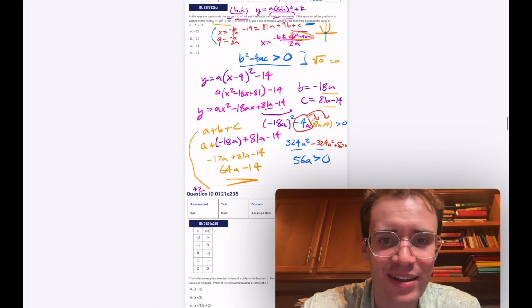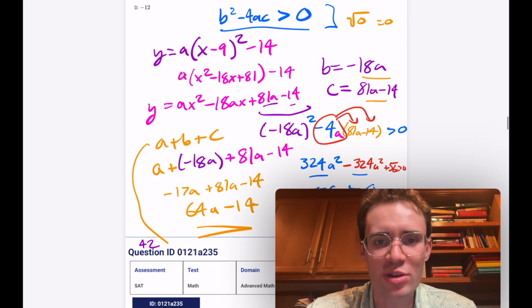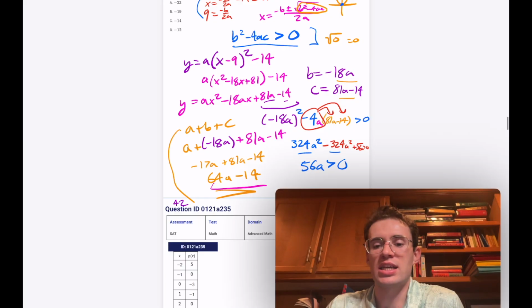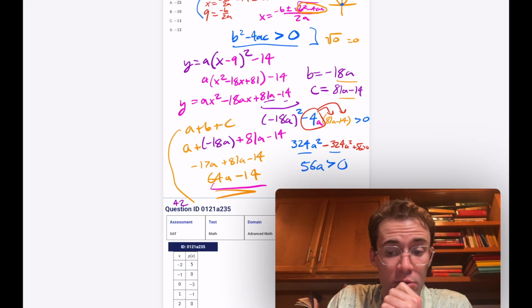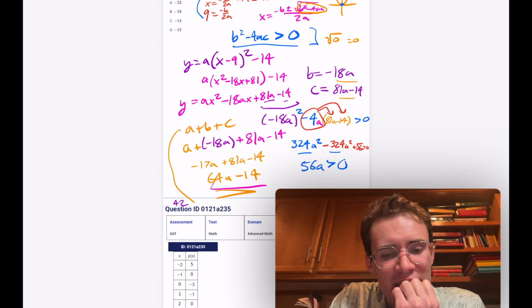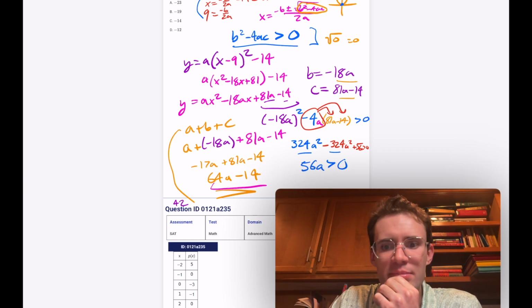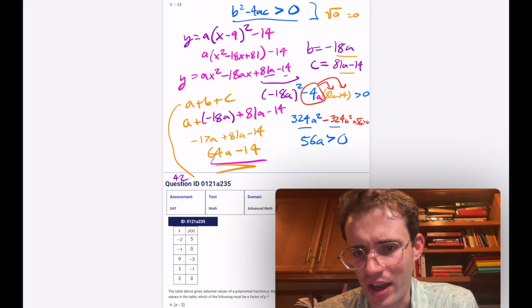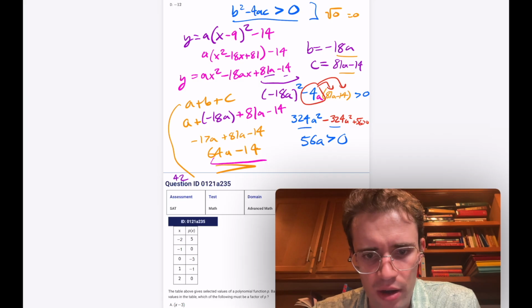Oh, I did say this stuff didn't matter so much, but it ultimately will matter because we already have 64a minus 14 as the sum of a, b, and c in terms of a. And we know that 56a has to be bigger than 0. If 56 times a is greater than 0, I'm thinking of just dividing both sides by 56. a has to be greater than 0, right? That's the main thing there.